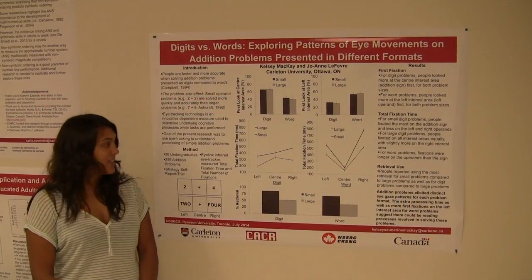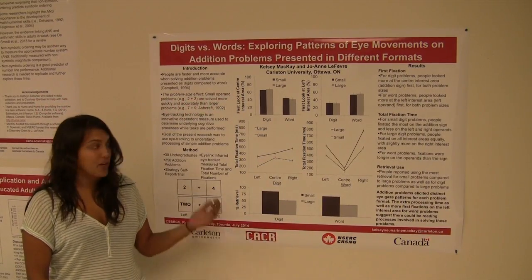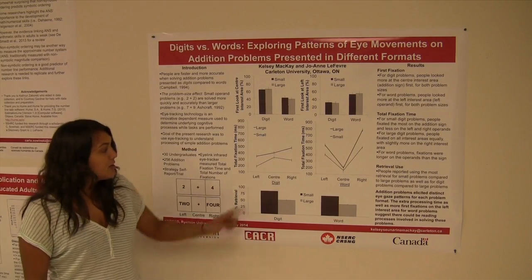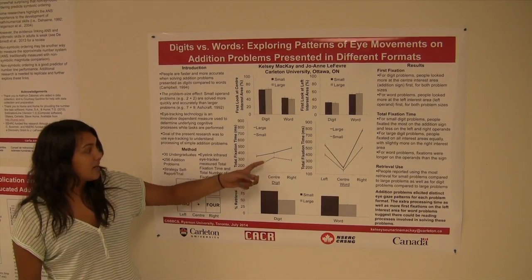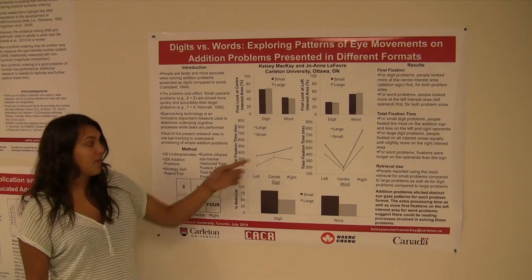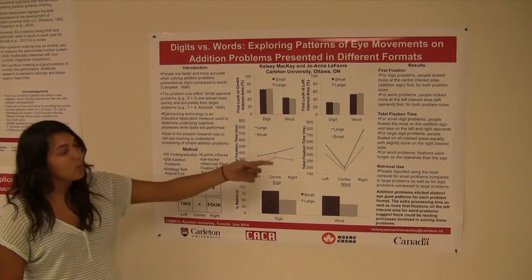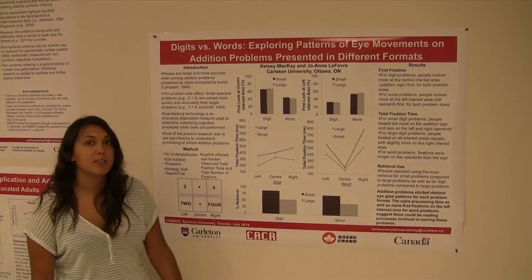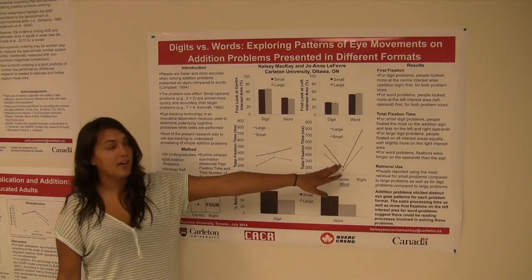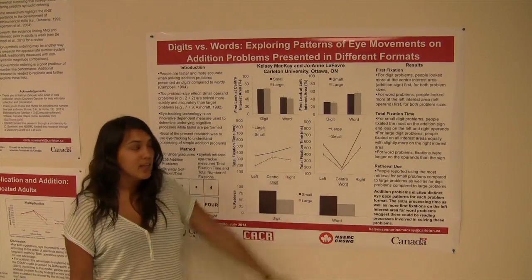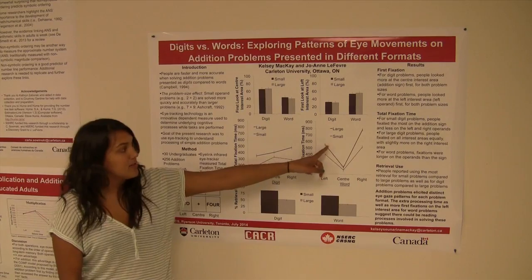The results for total fixation time were different for digit and word, which is what we were hoping to find. So for digit problems, the total fixation time was focused on the center interest area, or in other words, the plus sign. For the word problems, it was different because people were fixating not on the center interest area, but on the left and the right interest areas, especially for large problems, as you can see by the solid line there.